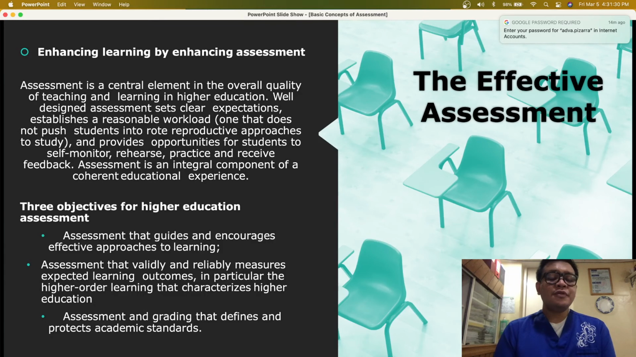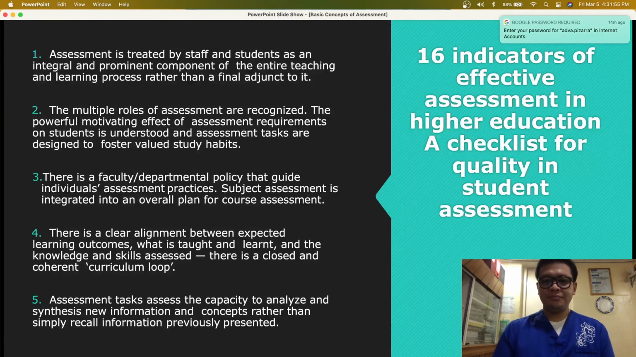And there are three objectives of higher education assessment. The first objective is assessment that guides and encourages effective approaches to learning. Second, assessment that validly and reliably measures expected learning outcomes, in particular the higher order learning that characterizes higher education. And third, assessment and grading that defines and protects academic standards. So, 16 indicators of effective assessment in higher education, a checklist for quality in student assessments.